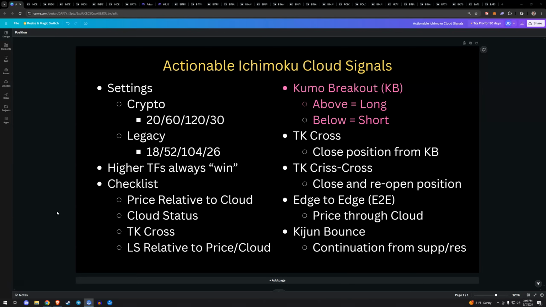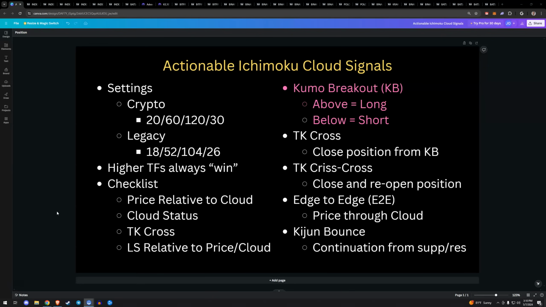And again, a reminder on the checklist, what am I looking for on any trade? You're looking for the trifecta: price above cloud or below cloud, the cloud bullish or bearish, and then the TK cross bullish or bearish. You want all those in alignment. The lagging span I never use, so I don't really talk about it. But that is a fourth prong should you so choose to use it.